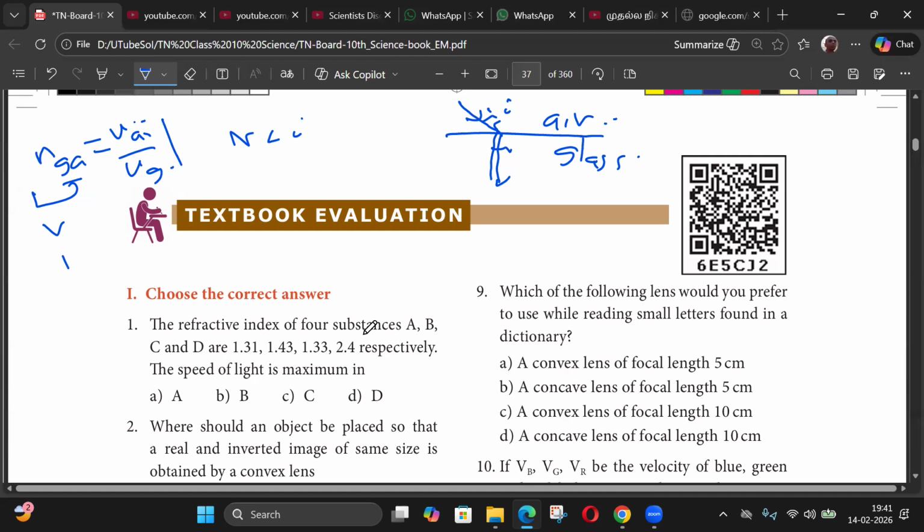Okay, so refractive indices of four substances are given. About the speed of light: whichever is less dense, the speed will be maximum there. So speed will be maximum here because this is least dense. Refractive index is the ratio of the speeds. So if this speed is decreased more, then the refractive index will be more. In air it is fixed. So if this ratio is more, then it's more dense.